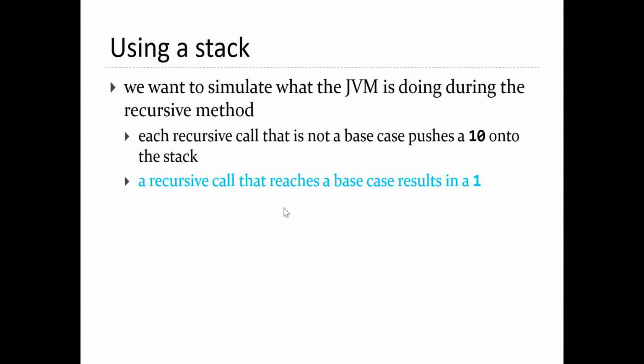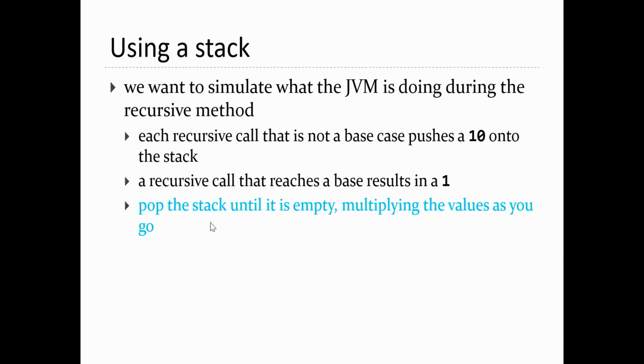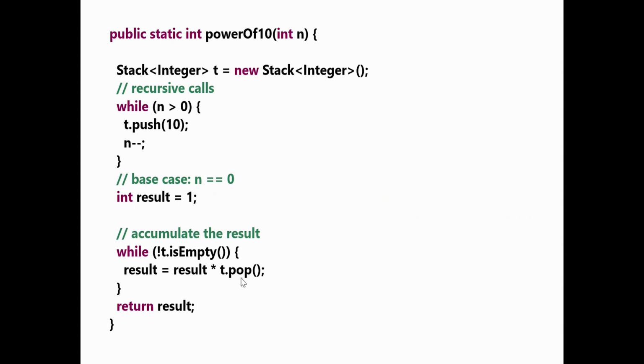A recursive call that reaches the base case results in a value of 1. In other words, when n gets to 0, my result is 1. Now I'm going to unwind the call stack, just like the virtual machine unwinds the call stack. I start with a 1, and I pop the stack until it's empty, each time multiplying by 10. Pop the stack, that gives me a 10. Multiply that 10 by the current result. So 1 times 10 times 10 times 10, n times, and that gives you the result.